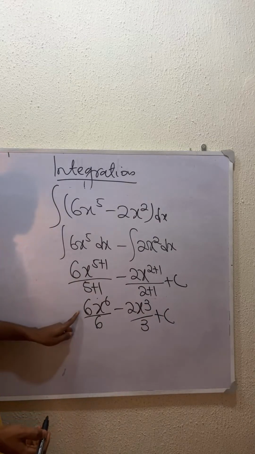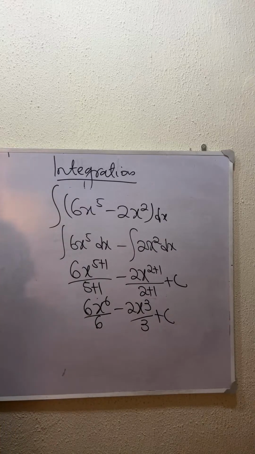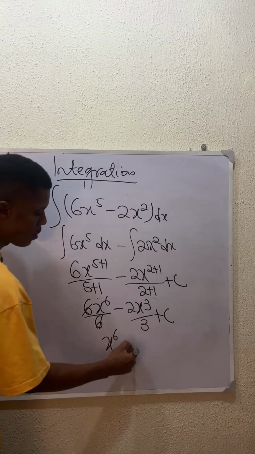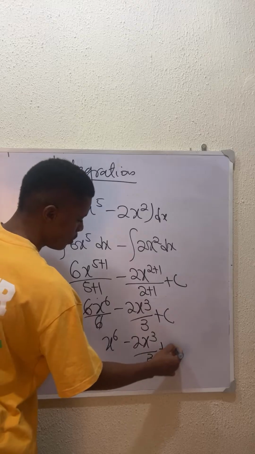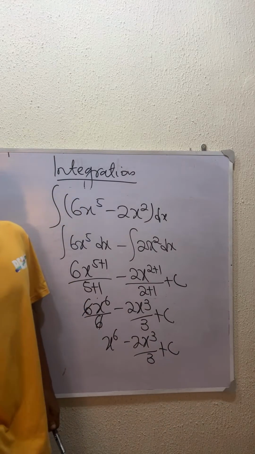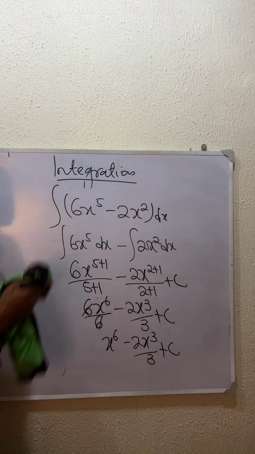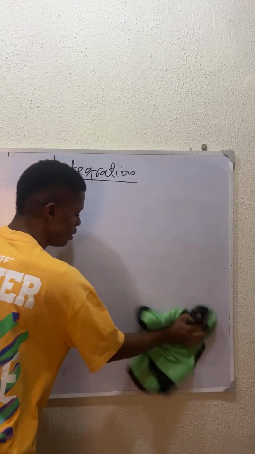So 6 divided by 6 is what? 6 divided by 6 is 1. You have x power 6 minus 2x power 3 over 3 plus c. So you can see that we've actually integrated the function. So let's move on.